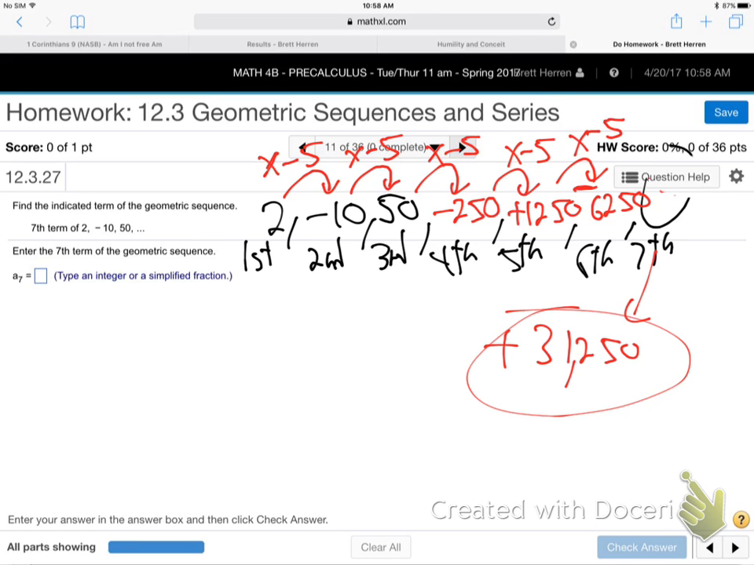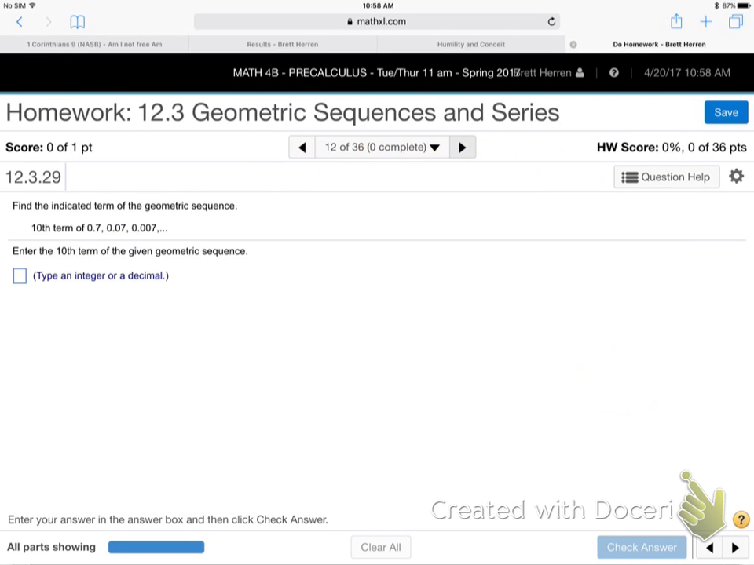We good? All right, slow me down if I'm going too fast. I'm going to keep moving. All right, let's try that one. 10th term. Yeah, see if you can follow the pattern there.